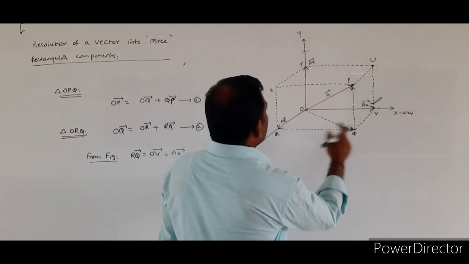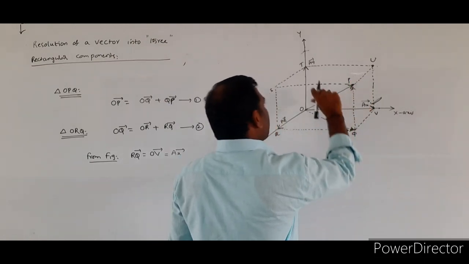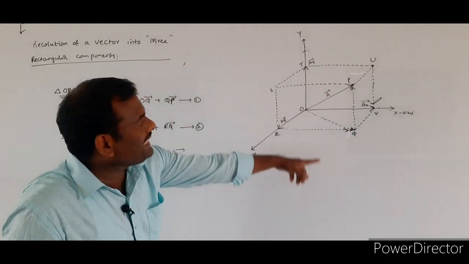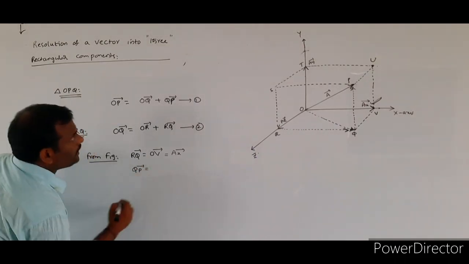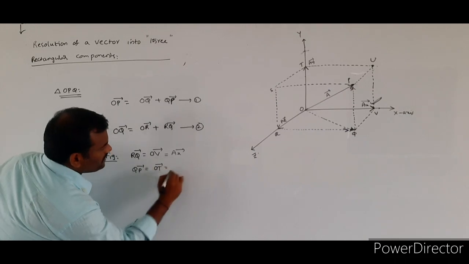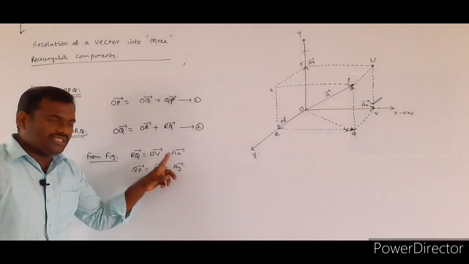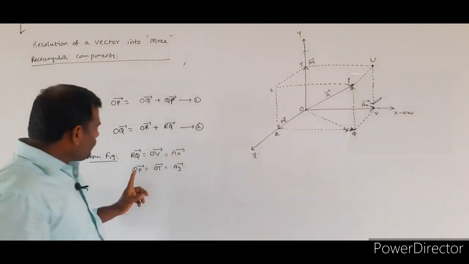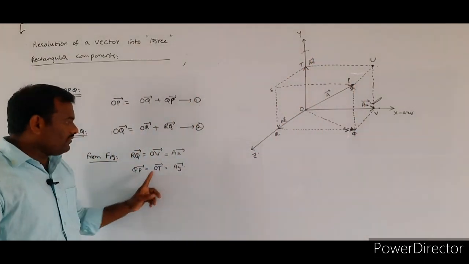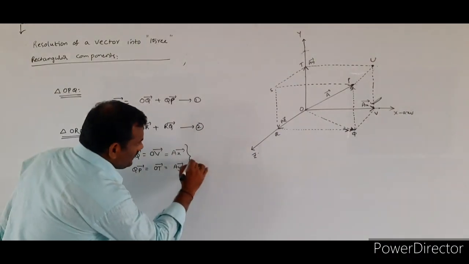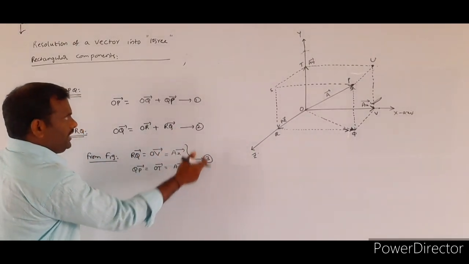Next one is QP bar. QP bar is parallel to OT bar. Therefore, QP bar is equal to OT bar, which is equal to AY bar. RQ bar is equal to OV bar, which is equal to AX bar. QP bar is equal to OT bar, and that value is equal to AY bar. Now, whatever these values are, we are substituting equation 2 and equation 3 in equation 1.